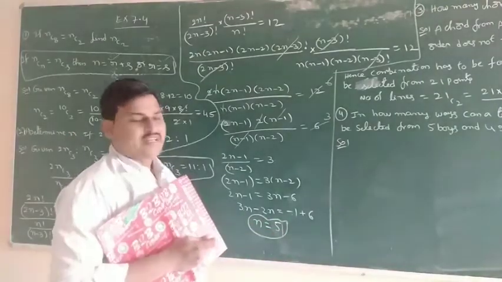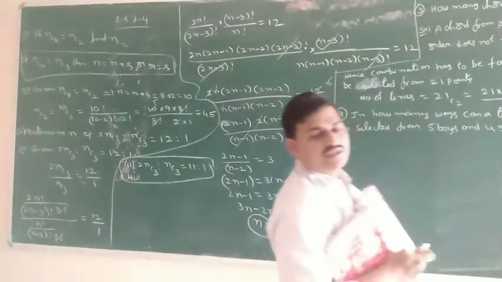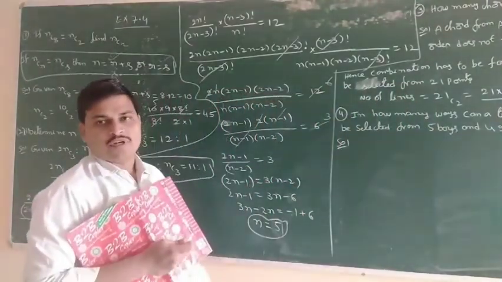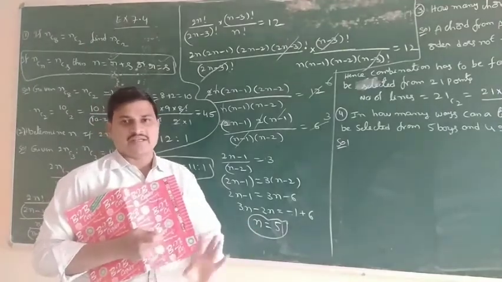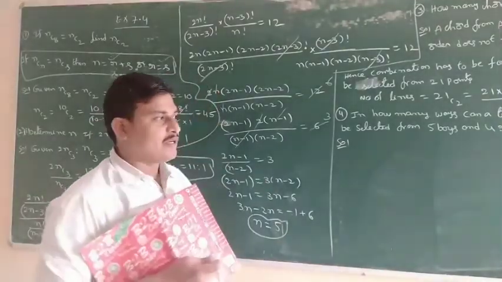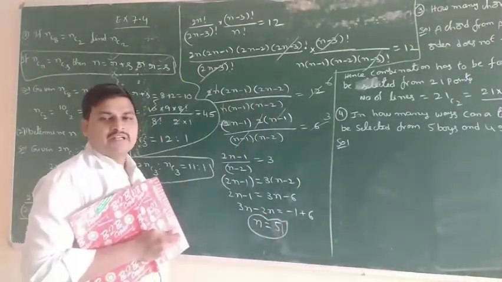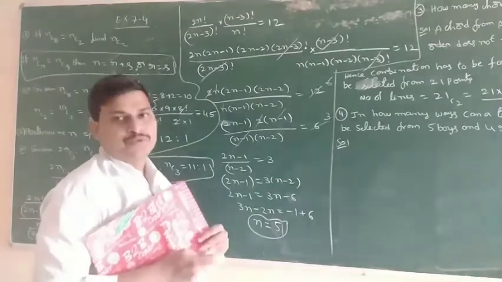5C3. Next, 3 girls are selected from 4 girls: 4C3. By the fundamental principle of counting, m into n.